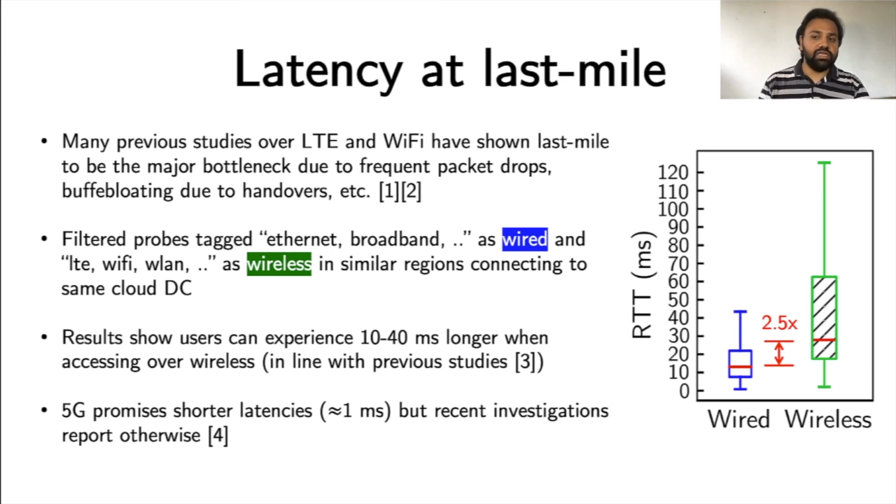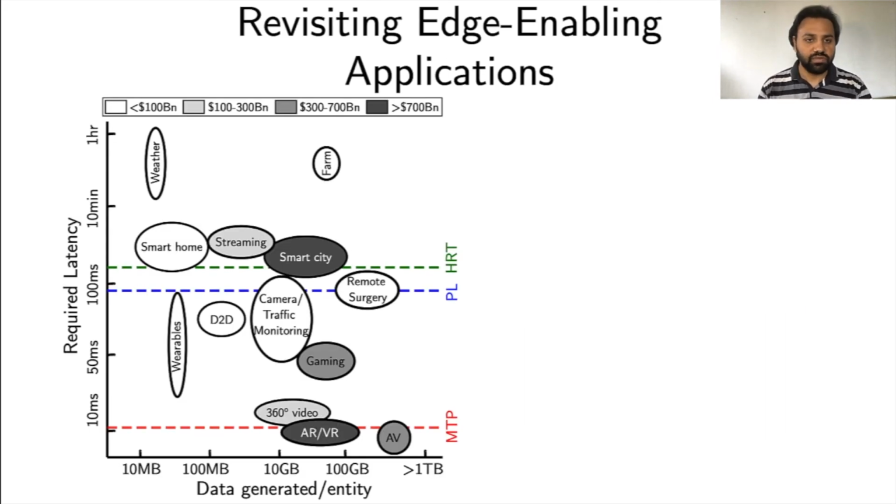In fact, a recently published study from Nokia Bell Labs showed that the latency gain from connecting to an edge server at the closest LTE base station is minimal compared to a cloud data center located thousands of kilometers away. New technologies like 5G promise much shorter latencies, but recent investigations show otherwise. Learning from our observations, we can now revisit the next generation application requirements and plot the regions of edge reality.